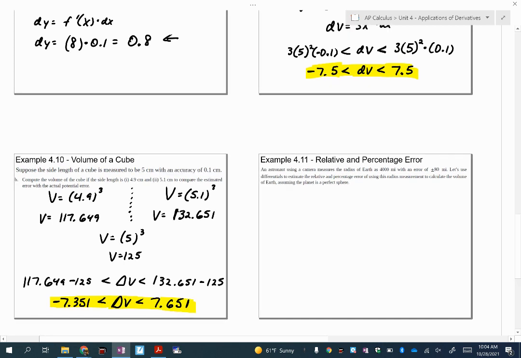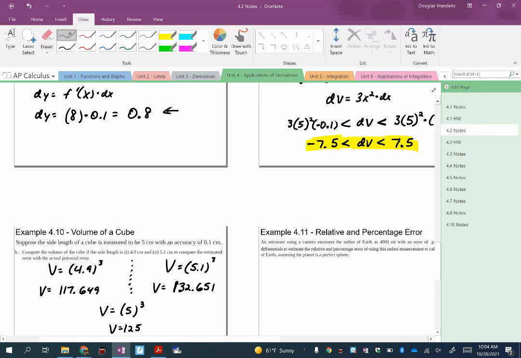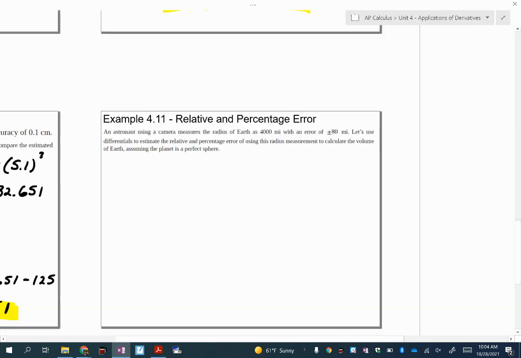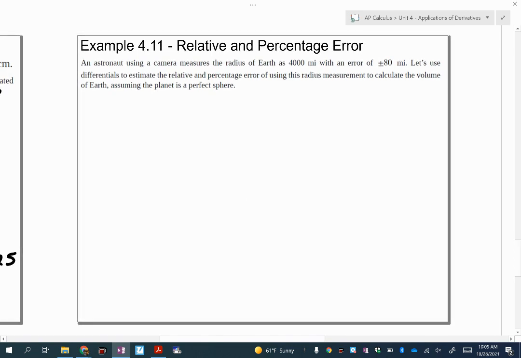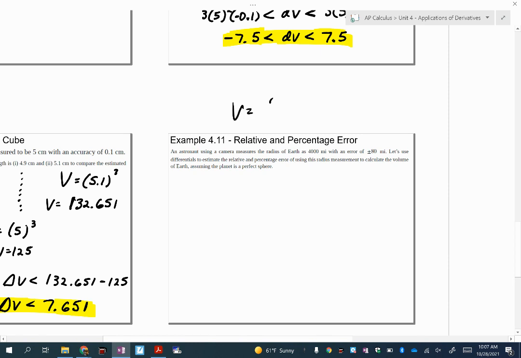All right, now one more slide before we finish this lesson about finding relative and percentage error. We're going to talk about using the Earth as this example. On this one, we're going to be looking at estimating the relative and percentage error of using this radius to calculate the volume of the Earth, assuming that the planet is a perfect sphere. So that's going to require us to know the volume for a sphere, which is 4/3 pi r cubed.